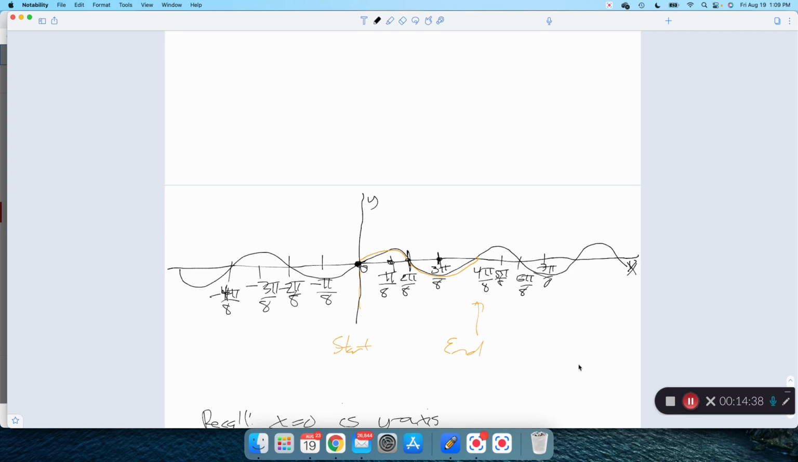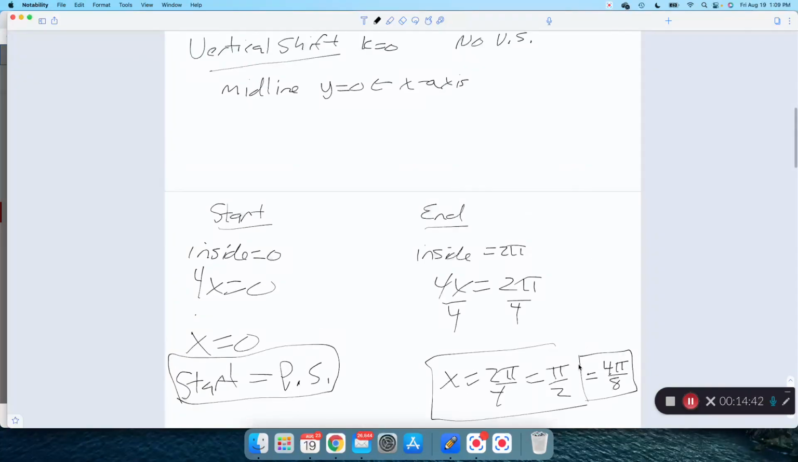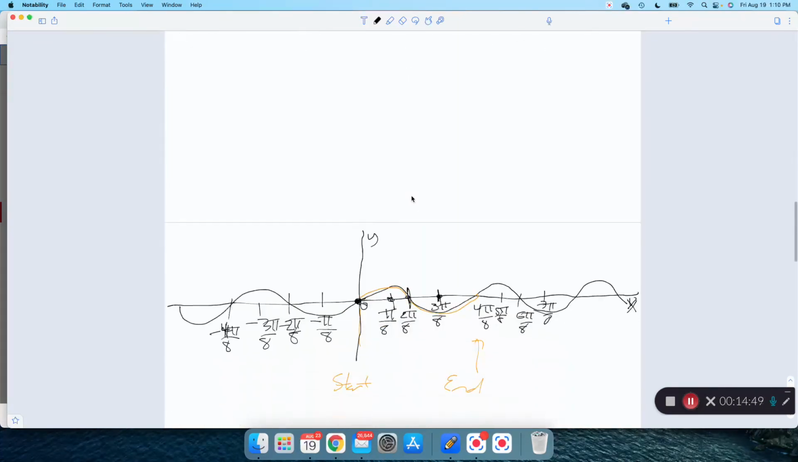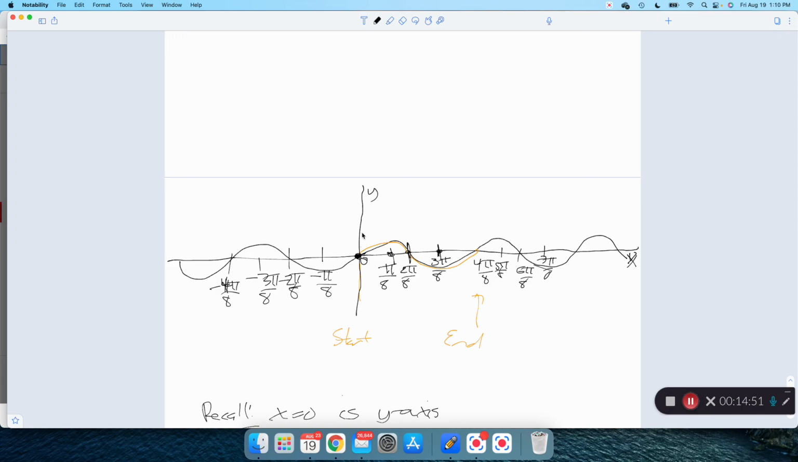Now, there's one thing we forgot to put in here. That very first thing we found, our amplitude. Our amplitude's supposed to be 3. So that means our maximum height here is going to be at 3, and our minimum will be at -3. And that's a good place to stop.